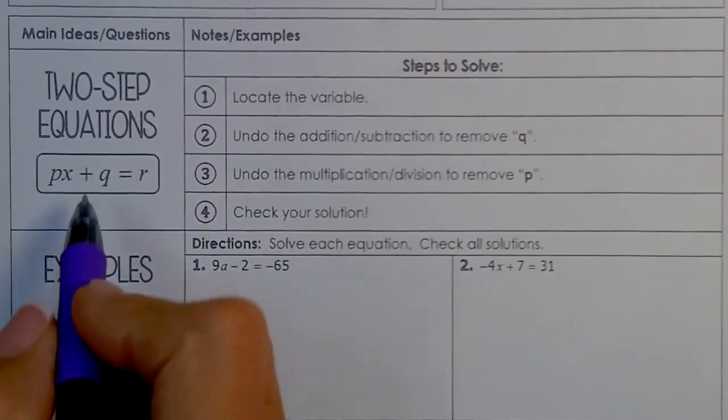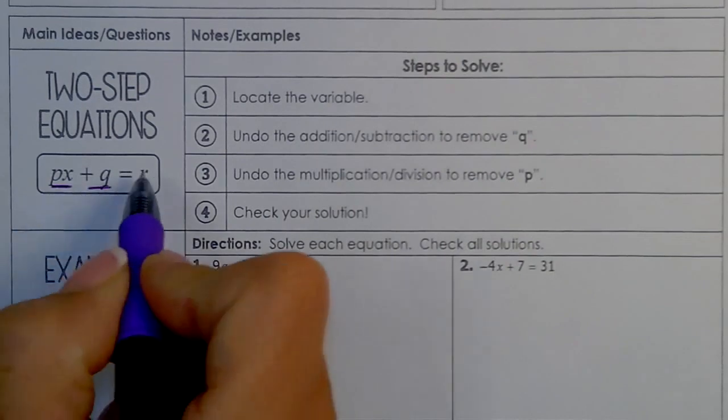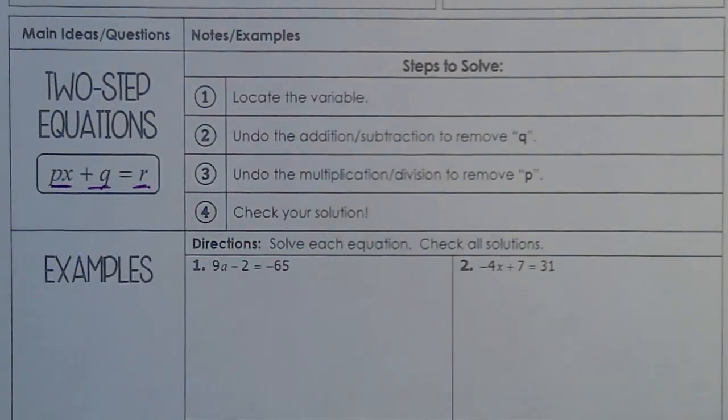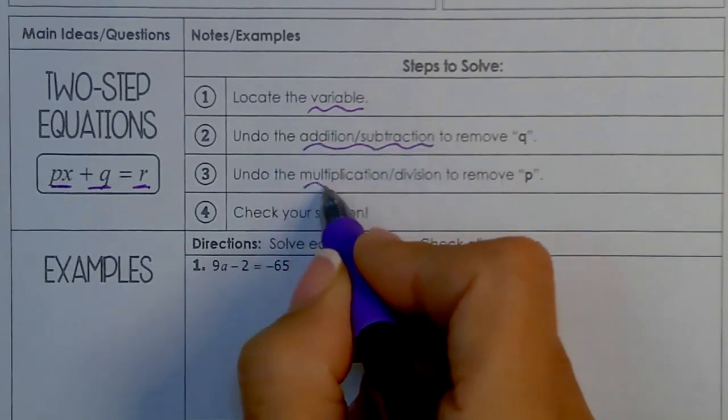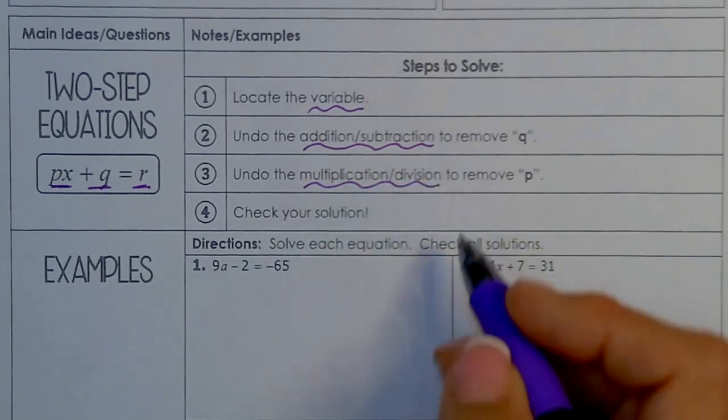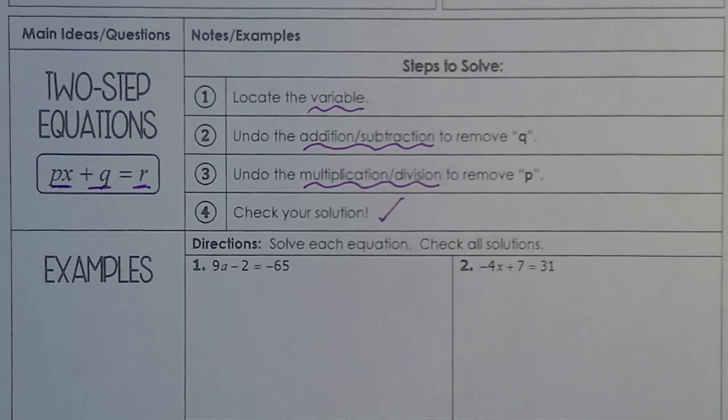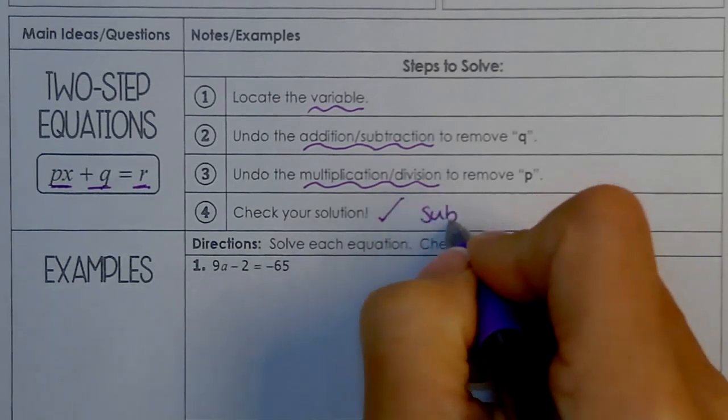The first one we're going to talk about is in this format, px plus q equals r. So the first step is to locate the variable. Second step, undo the addition or subtraction to remove q. Undo this multiplication and division to remove p, and then check your solution. So we need to first find the variable, then undo addition or subtraction, then undo multiplication or division, and then we always need to check. You check by substituting.